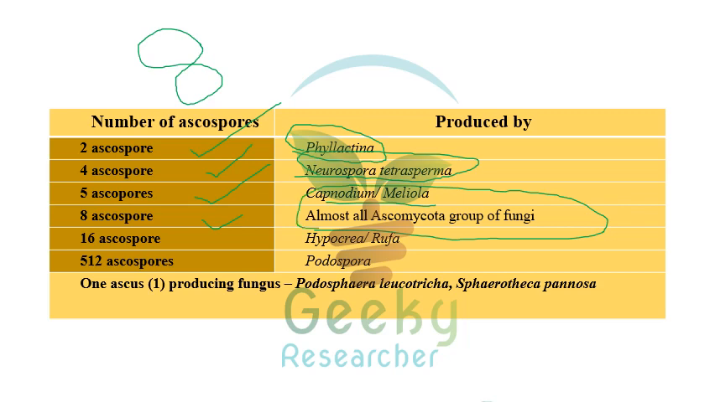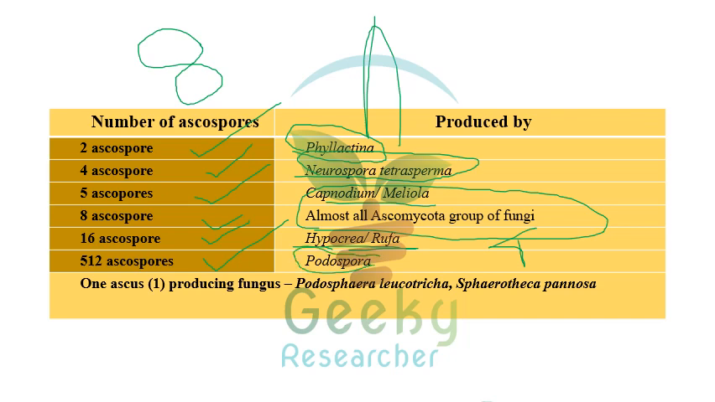We know very well, right? And 16 ascospores are produced by Trichoderma, otherwise called Hypocrea rufa. This Trichoderma produces 16 ascospores. And 512 ascospores in a single ascus are produced by Podospora.